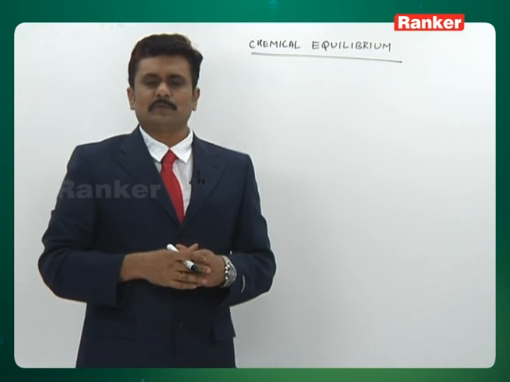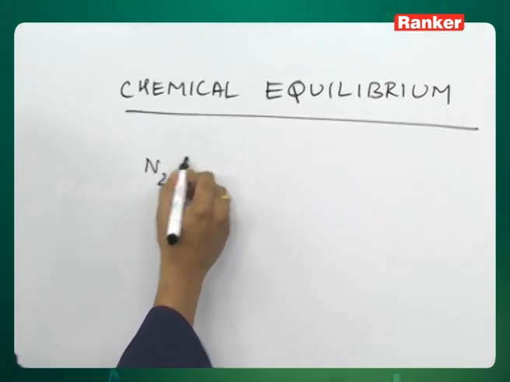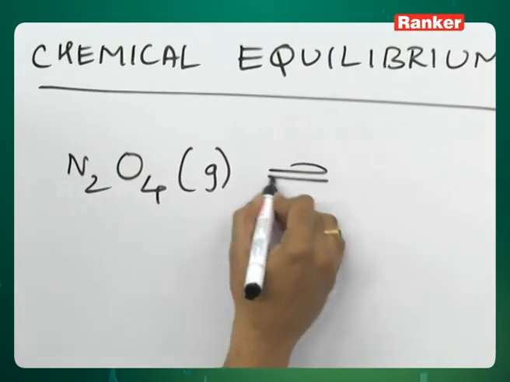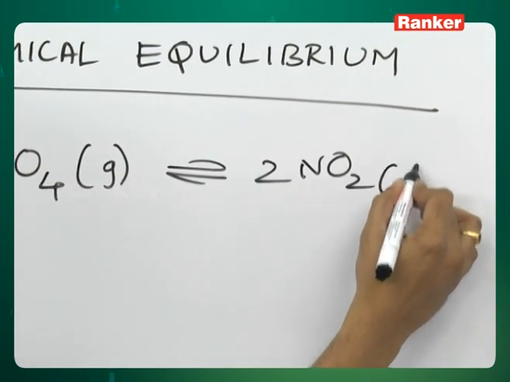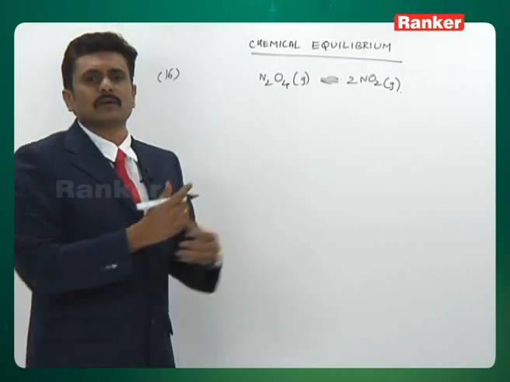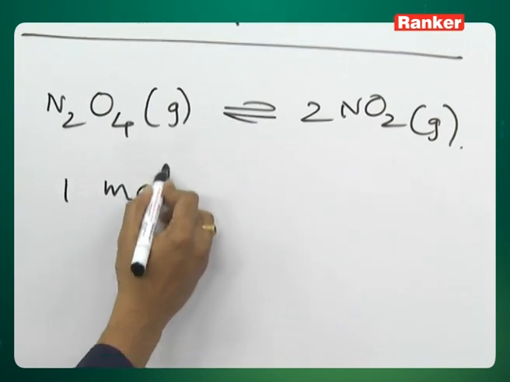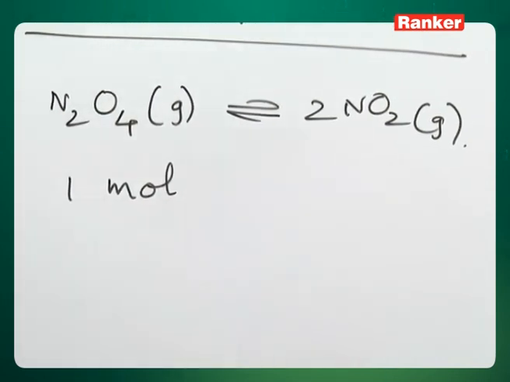We have 1 mole of N2O4 gas at 300 Kelvin kept in a closed container under 1 atmosphere. It is heated to 600 Kelvin, when 20% by mass of N2O4 gas has decomposed to NO2. Now the resulting pressure is asked. Now we know that N2O4, which is in gas phase, is dissociating to produce NO2 gas, present at equilibrium at 600 Kelvin, but you are provided with the initial moles of N2O4 as 1 at 300 Kelvin only.